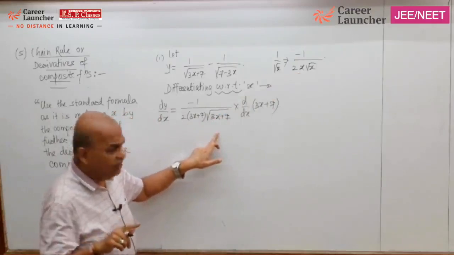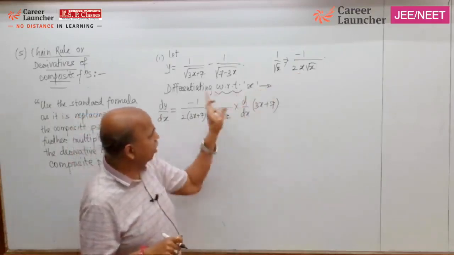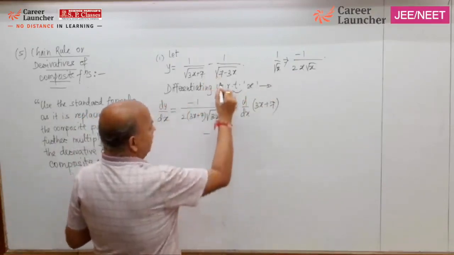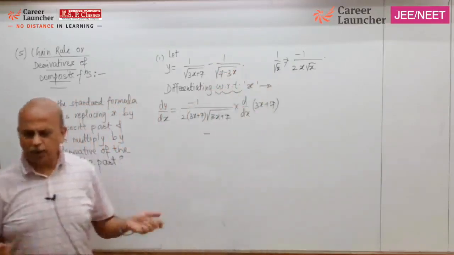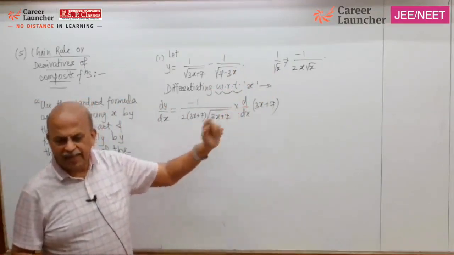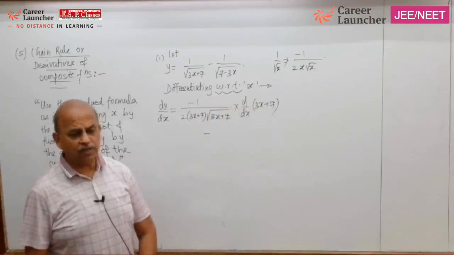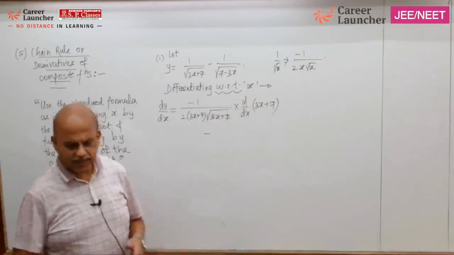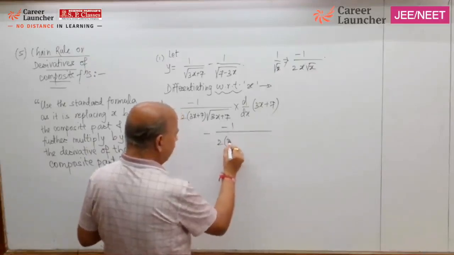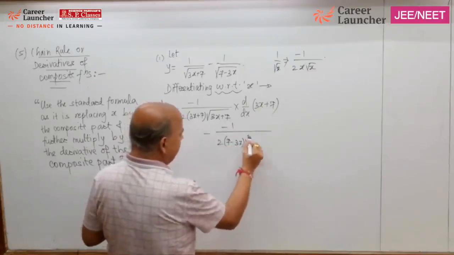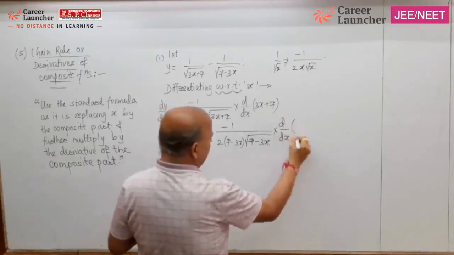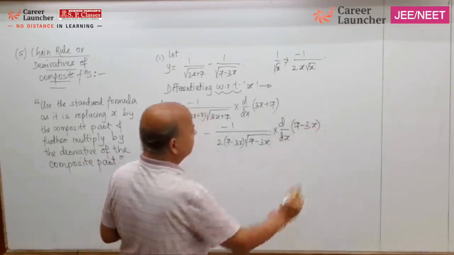Further, what do we do? We further multiply by the derivative of the composite part. Here, x is replaced by what function? 7 minus 3x. So what is the composite part? 7 minus 3x. So I'll write here minus 1 upon 2 into (7 minus 3x) root of 7 minus 3x, multiplied by d by dx of 7 minus 3x.